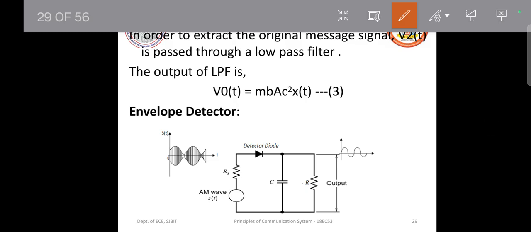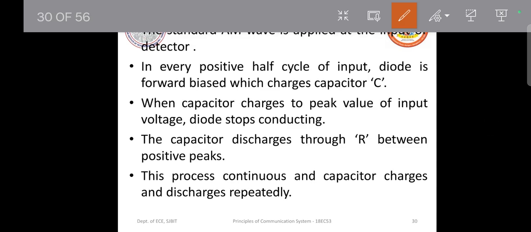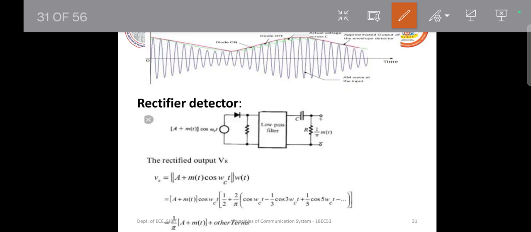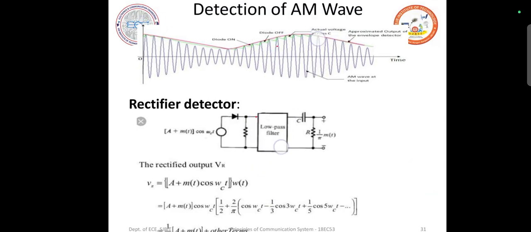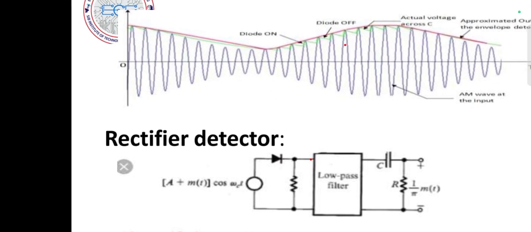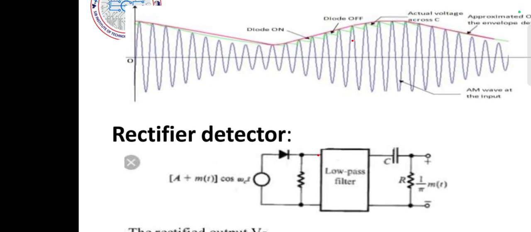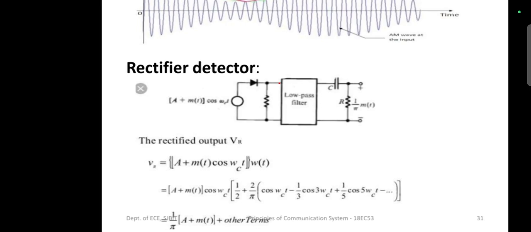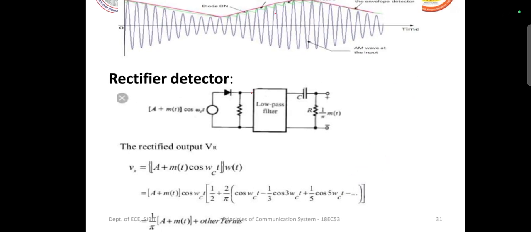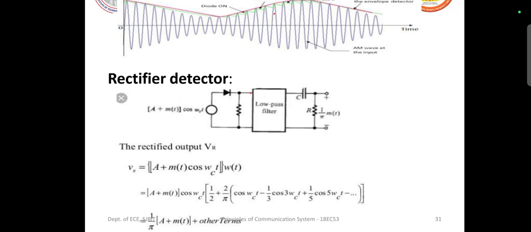This process basically continues, with the capacitor charging and almost no discharging happening. The waveform shown here clearly shows the process explained. The diode goes to the on condition and discharging is very minimal, and finally the envelope gets detected. This is how the envelope detector works. There is a mathematical definition also given to it. A times m of t, that is, A plus m of t times cos omega ct becomes the input to the detector.